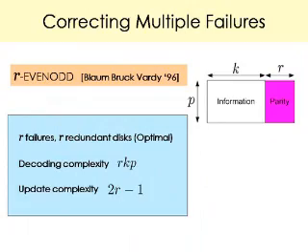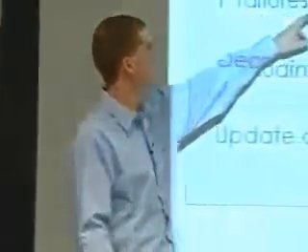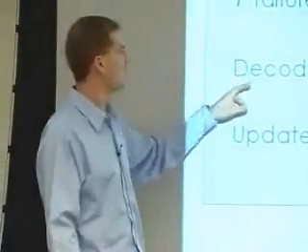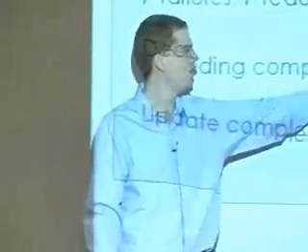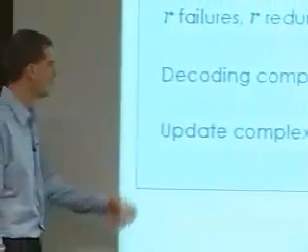So if we want to correct multiple failures, let's say R failures out of the disk arrays, then the best scheme is using the R even node, which is a generalization of even node. And the property is that to correct R failures, you need R redundant disks. That's optimal. The decoding complexity grows with R. So for any additional failure that you want to correct, you pay in the decoding complexity.